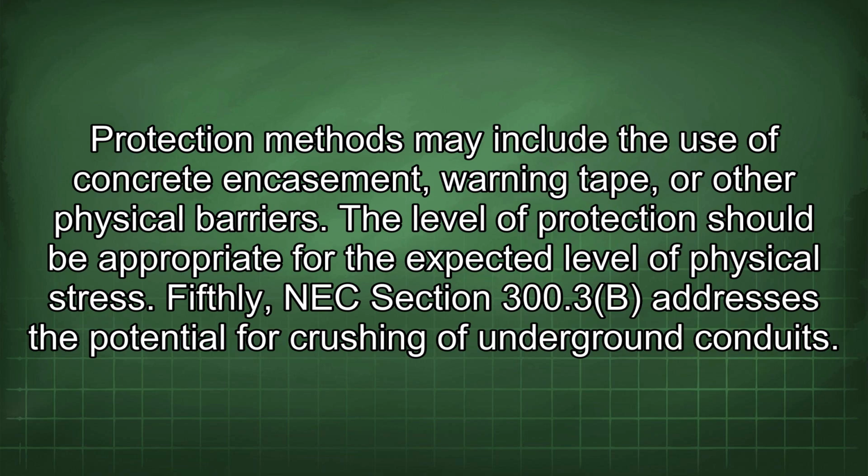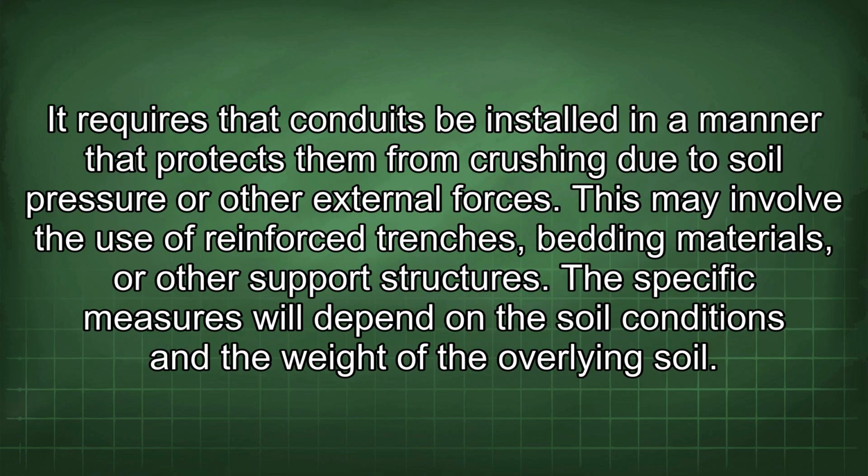Fifthly, NEC Section 300.3b addresses the potential for crushing of underground conduits. It requires that conduits be installed in a manner that protects them from crushing due to soil pressure or other external forces. This may involve the use of reinforced trenches, bedding materials, or other support structures. The specific measures will depend on the soil conditions and the weight of the overlying soil.